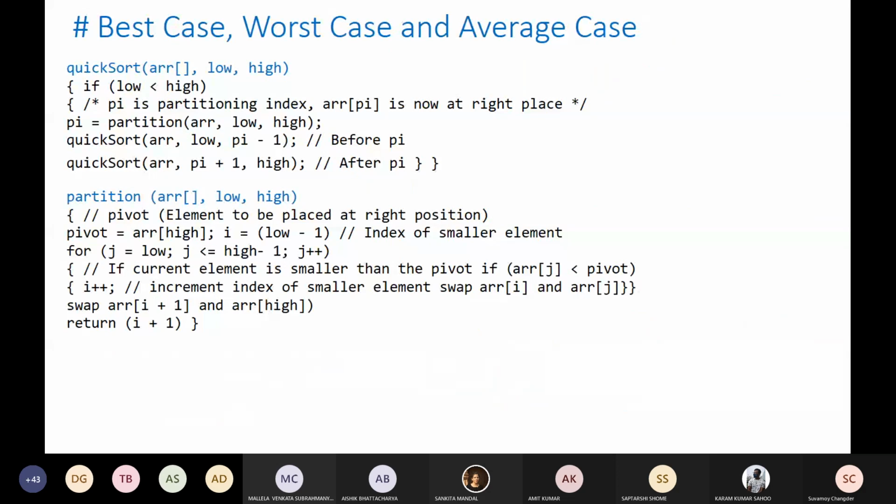Now, whenever we calculate the time complexity, we may face three different situations. One is the best case. Best case means the minimum time that we require to execute, so we can execute our algorithm with this much of time, at least this much of time.